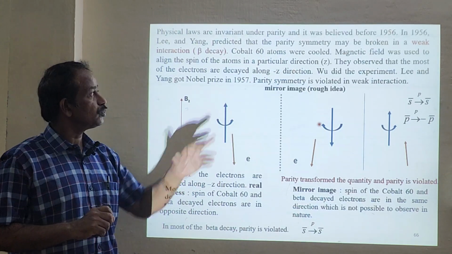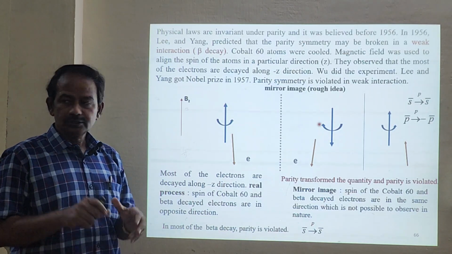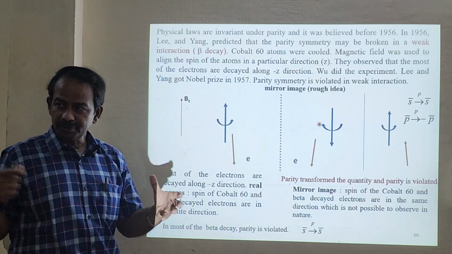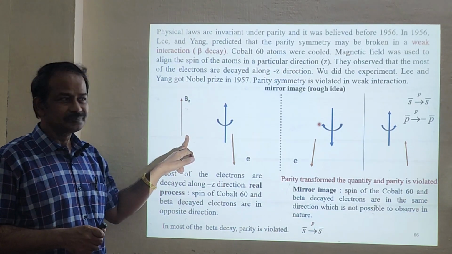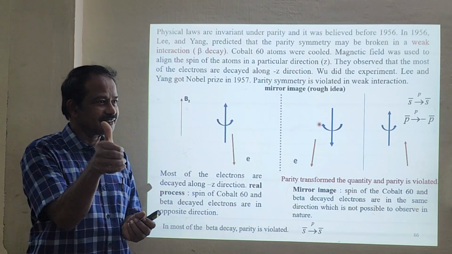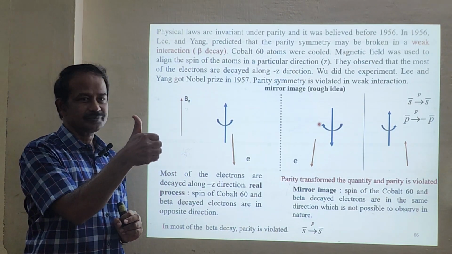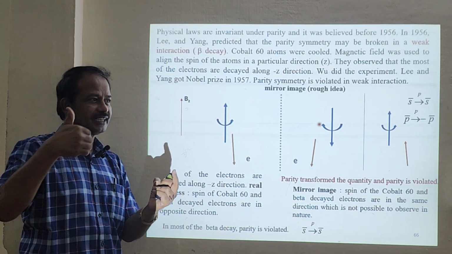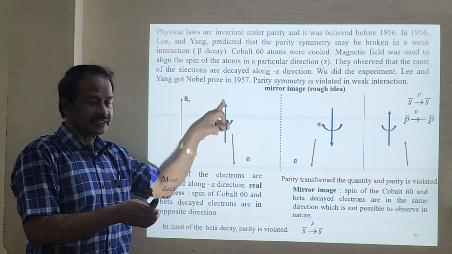Just take cobalt 60. It's a radioactive element. Cool it to a lower temperature, so the motion of the electrons will be very little, almost zero. Now you apply a magnetic field. The moment you apply the magnetic field, the spins will be aligned together in the Z direction. Suppose the spin of the electron is like this, the direction of spin will be exactly towards up. Then the direction of the magnetic moment of the spin will also be exactly towards up.